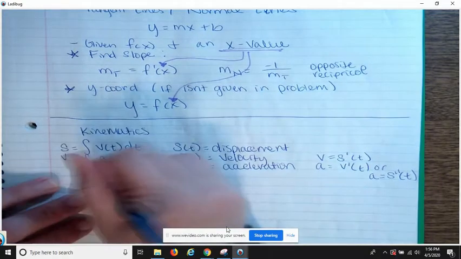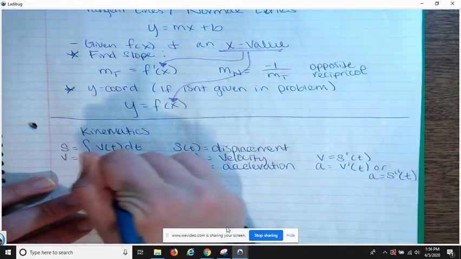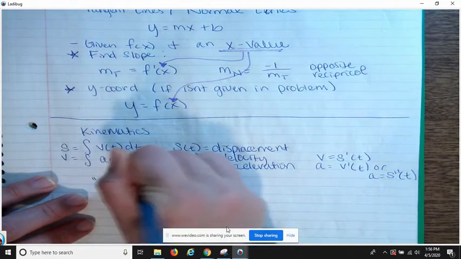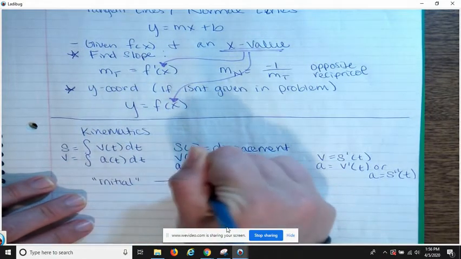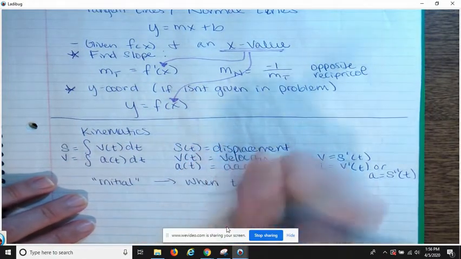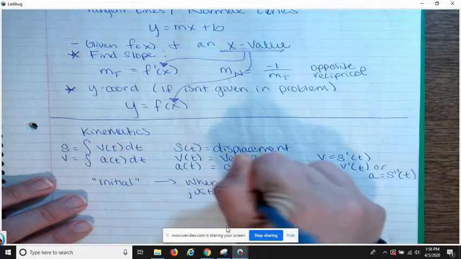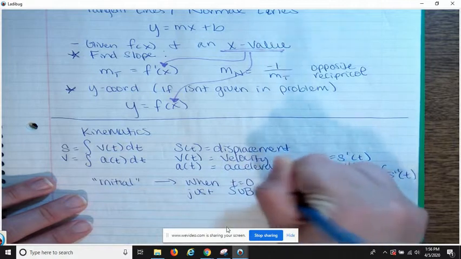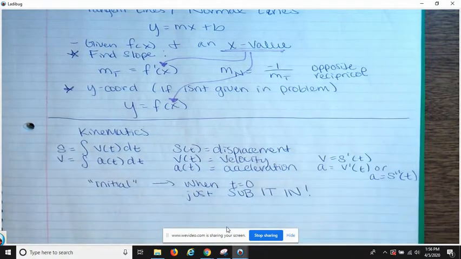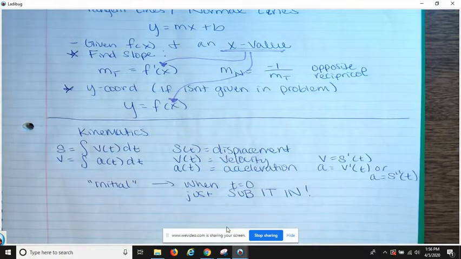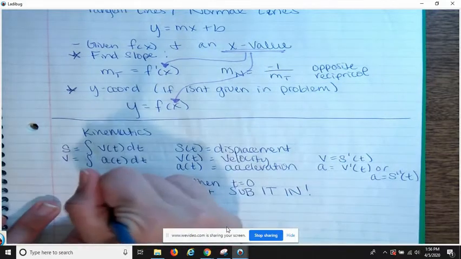Remember, there are some key terms we need to remember. Initial is when t is equal to 0. You just sub it in. So just sub in that t, all right? That's all you're doing. At rest is a little bit more complicated.